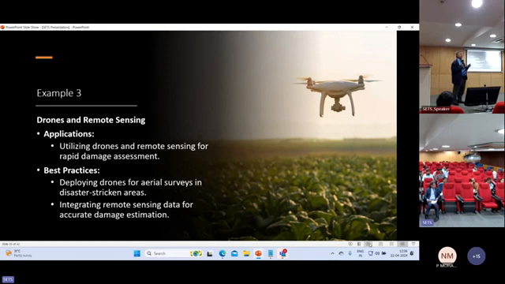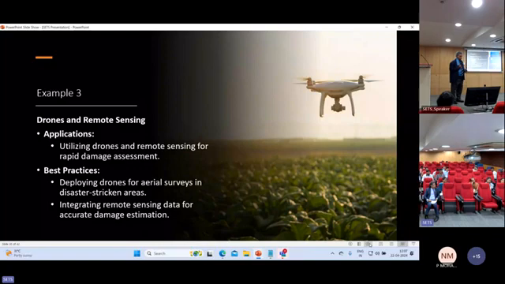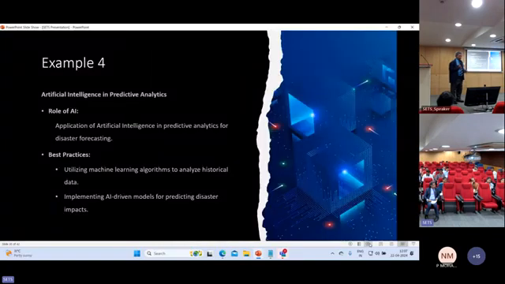Because whenever there is a hurricane, billions of dollars are involved. I'm sure you're also in a similar situation. So we've been able to use some of these applications. Now, artificial intelligence and predictive analysis is very important. And what we want to do is use efficient machine learning algorithms to analyze historical data.